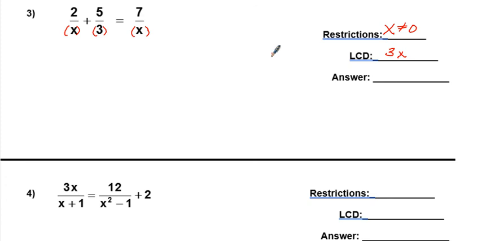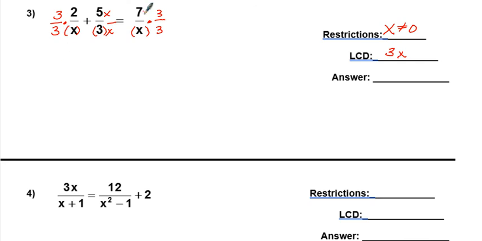So let's see. First fraction, what is it missing? Out of the LCD, it's missing a 3. So we'll need to multiply 3 over 3 to get that one up to speed. This fraction is missing the x. This fraction, again, we've got somebody missing the 3. So now that I've got everybody up to 3x on the bottom, I'm not even going to bother writing that bottom just to save paper space.